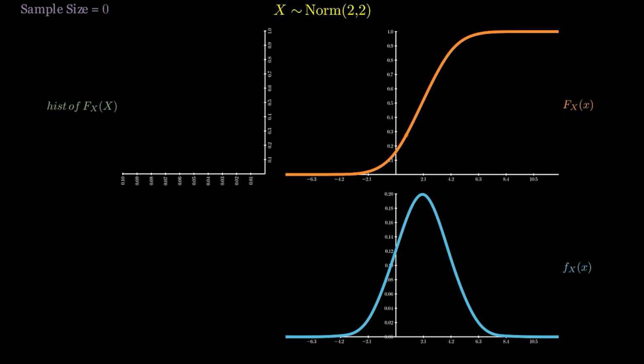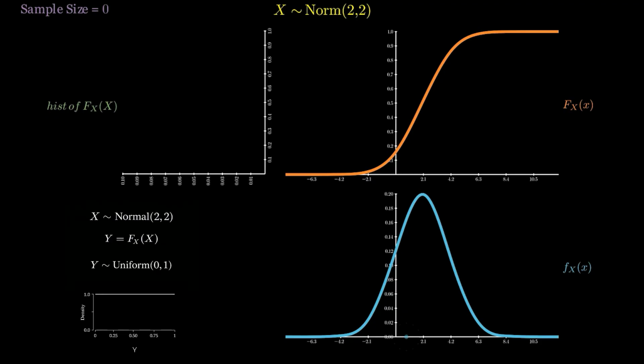Let's sample a random variable x from the normal 2-2 PDF. And then let's form another random variable y by plugging x into its own CDF. Now here's the remarkable result. This random variable y will have the standard uniform distribution. Perfectly standard, perfectly uniform. As if we simply sampled it from the boring uniform 0-1 distribution.